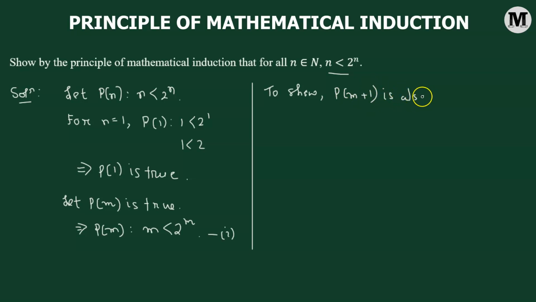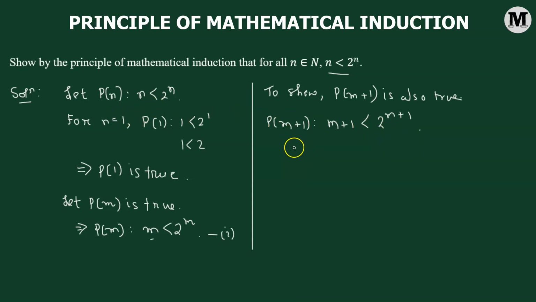Now what is the statement p of m plus 1? Let's try to understand that. So p of m plus 1, that statement states that m plus 1, all we have to do is replace this m in the statement number 1 with m plus 1. m plus 1 has to be less than 2 raised to the power of m plus 1. So we'll have to verify that this is true. If this is a true statement, then we'll be able to say that p of n is a true statement as well.